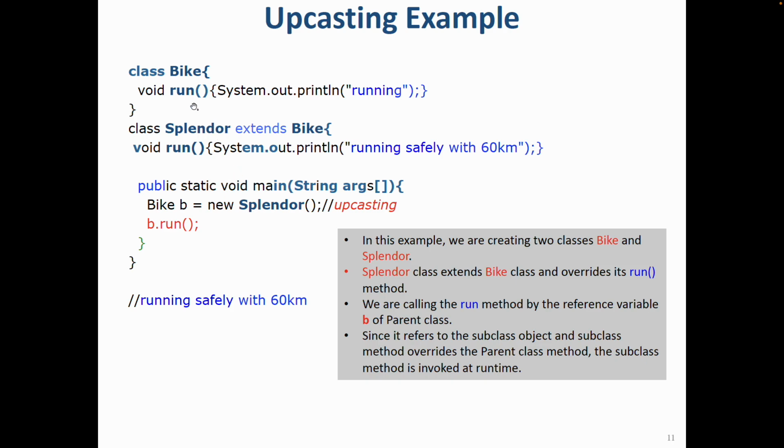Again, if we have a class Bike with a run function in which it just prints running, and then we have another class called Splendor that extends Bike. So this is the subclass, and it overrides the run function. When we say Bike b = new Splendor, we are doing an upcasting, which means that now this becomes a polymorphic object. So when we say b.run, instead of printing the running message, it will print running safely with 60 kilometers. So this is called upcasting.